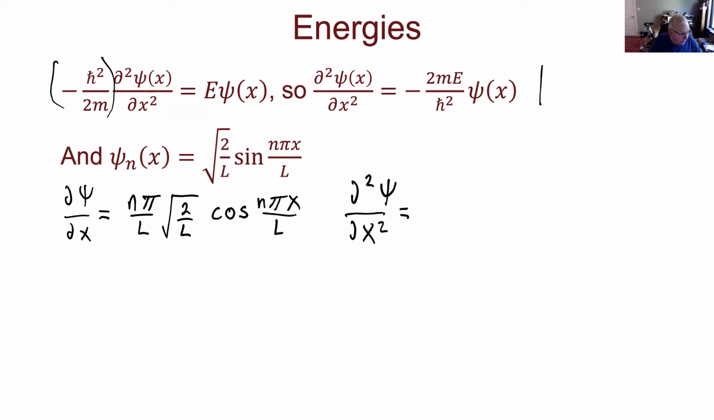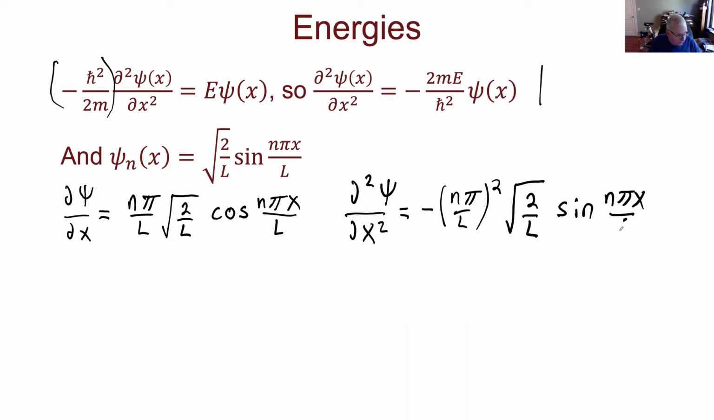And that one is going to be equal to what? I'm going to get another minus sign because I do the derivative of cosine, so I'm going to get minus, and I'm going to get my n pi over L back again, so I'm going to call this n pi over L squared. I'm going to still have my normalization factor, my square root of 2 over L is still along for the ride. And now my cosine function is going back to sine, n pi x over L, right?